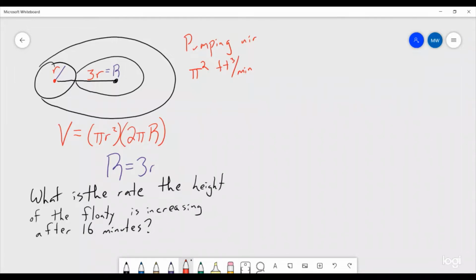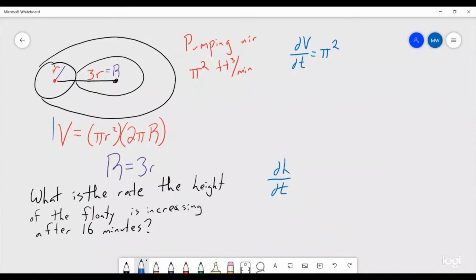Now, what's the rate that the height of the floaty is increasing? How are we going to find that? Well, we need to somehow connect the volume to the height. So we know that we have pi squared cubic feet per minute. That means that dV/dt, the rate that the volume changes with respect to time, is pi squared, and we are trying to find dh/dt.